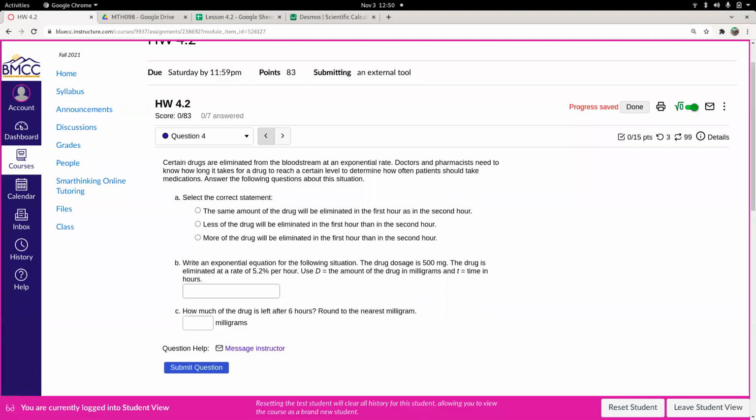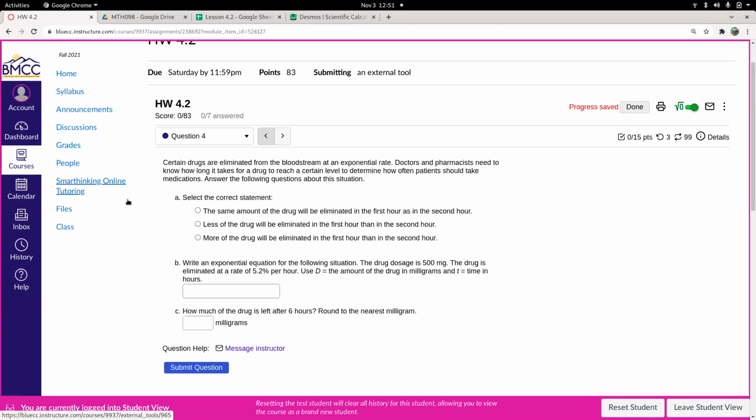All right, 4.2 homework. So here we have exponential change of things in the bloodstream. And here we're going to use 5.2% per hour. So every hour your body filters out 5.2% of the amount of the drug that was in your system. And different drugs have different percentages for things like this. Caffeine is processed kind of like this in the body. Ibuprofen is kind of processed like this. There's lots of medications, drugs that do that.